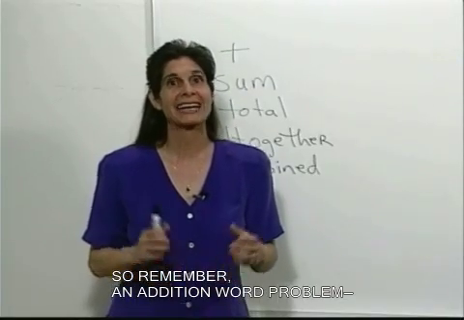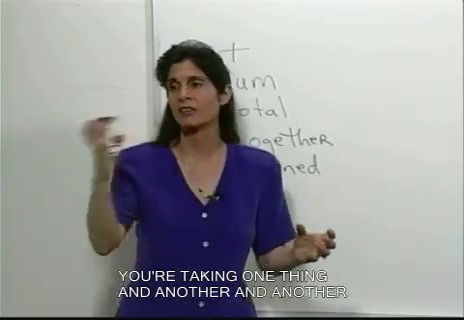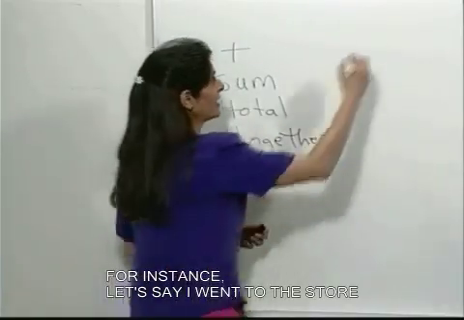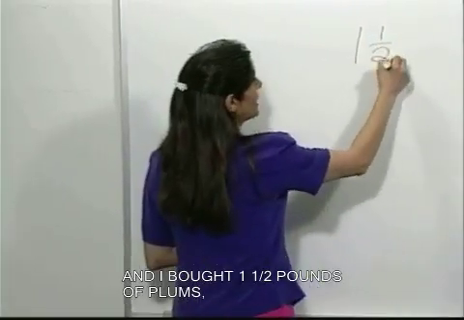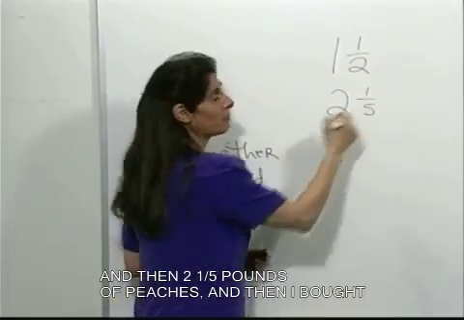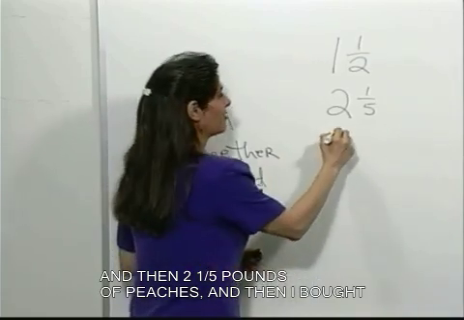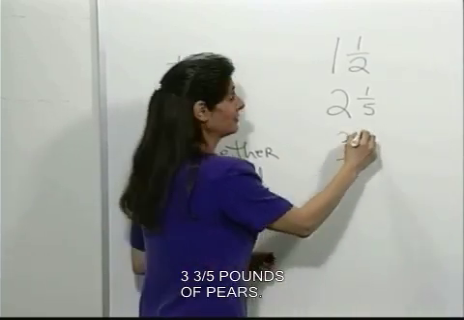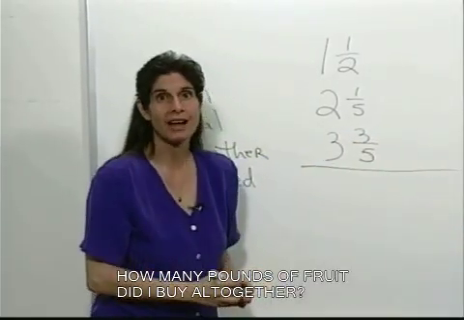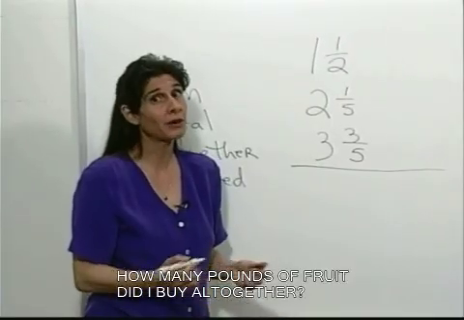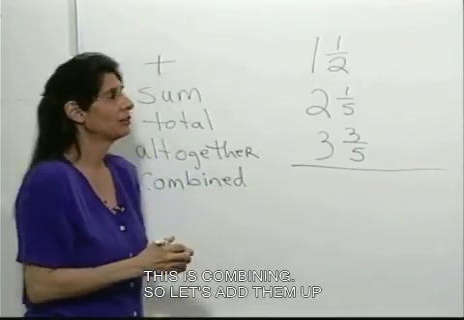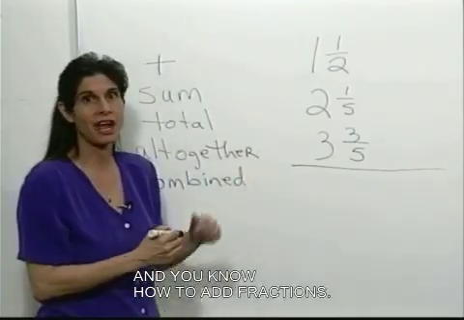So remember, in an addition word problem, you're taking one thing and another and another, and you're adding it all together. For instance, let's say I went to the store and I bought 1.5 pounds of plums, and then 2 1/5 pounds of peaches, and then I bought 3 3/5 pounds of pears. How many pounds of fruit did I buy altogether? What am I going to do? All together, I'm going to add them. This is combining.